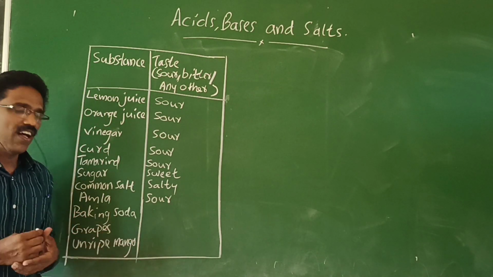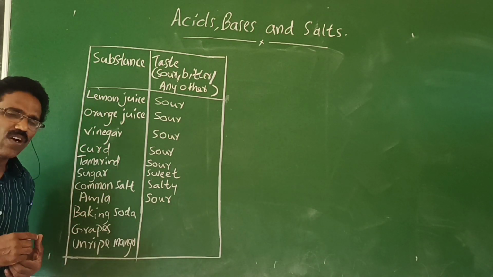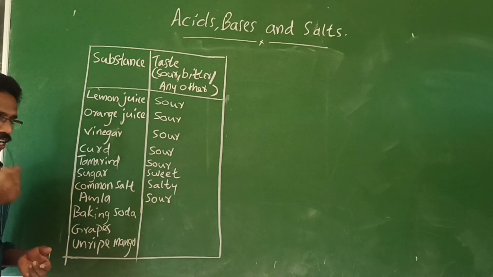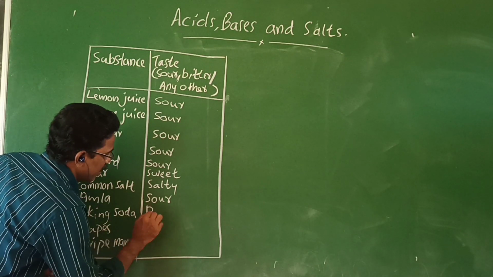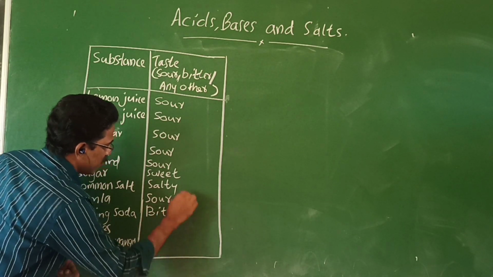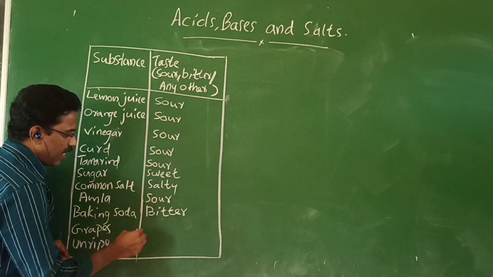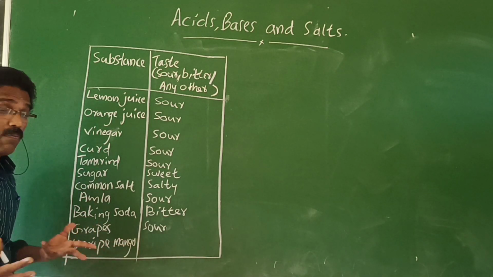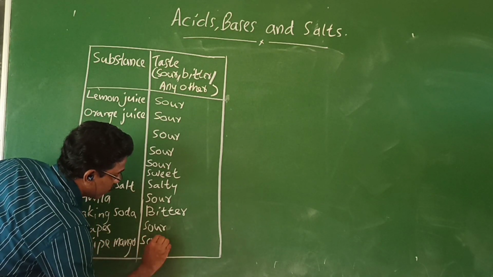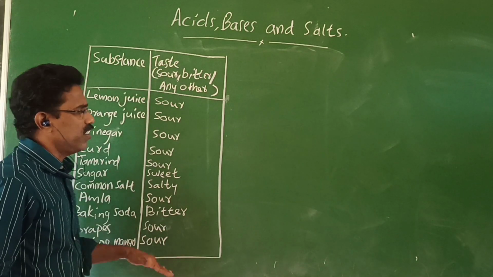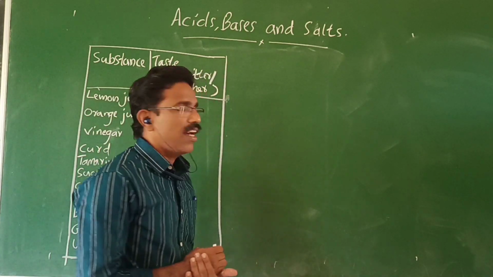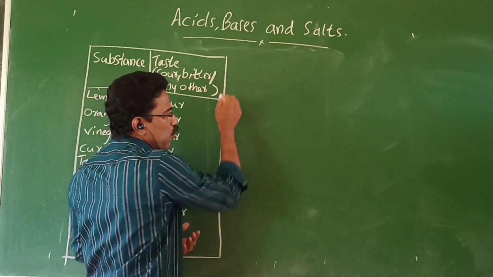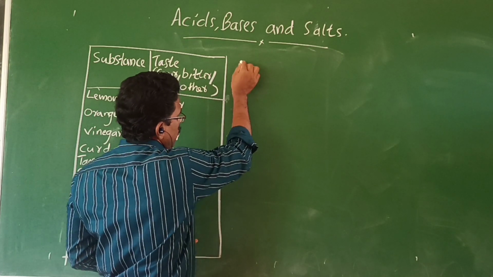Then baking soda. Have you tasted baking soda? You can just take a bit and place it on your tongue. You can feel the taste. That is bitter taste. Then grapes, again, that is sour in taste. Yes, unripe mango is also sour in taste. So we have seen these food materials. They are different in their taste.